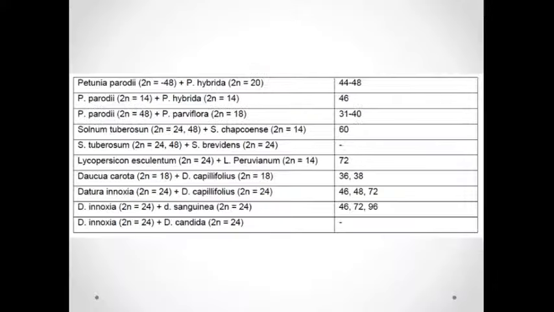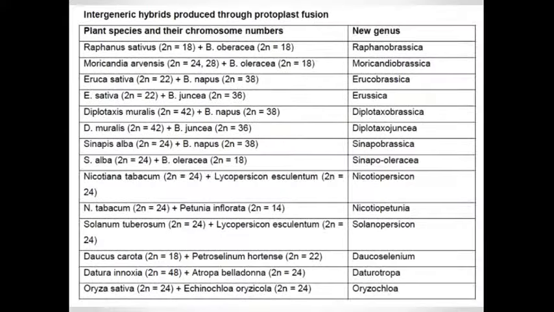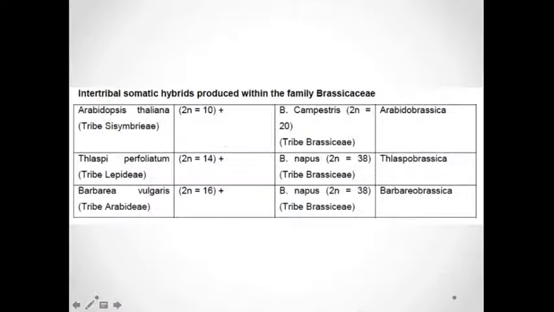And this earlier was interspecific, like interspecies, and this is intergeneric. Even between different genera, you can do the crossover, like Raphanus sativus with B. oleracea, B. napus, and Arabidopsis thaliana. So you're producing a new genus at the end. A totally new genus is being produced after crossing between two different species. So these are the various examples of them.